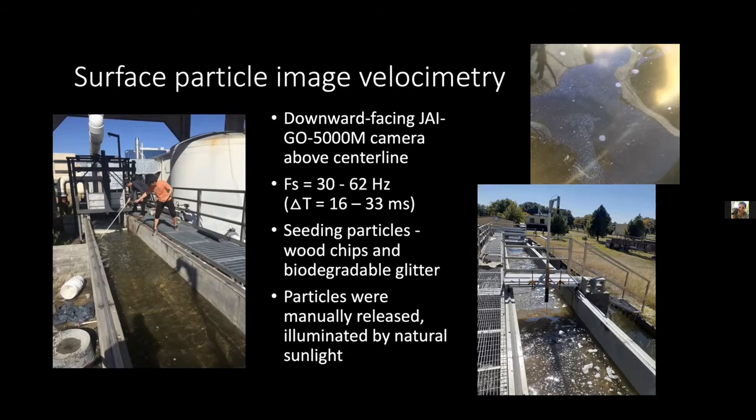But as you can see on the left, there's also a lot of days where the water is really disappointingly clear. And so we were looking at artificially seeding the channel with either wood chips, because we can easily skim them back off the surface, and if a few of them make it through, it doesn't really matter, and also biodegradable glitter, which you can see on the upper right-hand side. Obviously these give us very different spatial resolutions. The glitter is much finer, the wood chips are much larger, but we're playing with these to see, with just natural illumination, can we get some sort of useful data out of this?